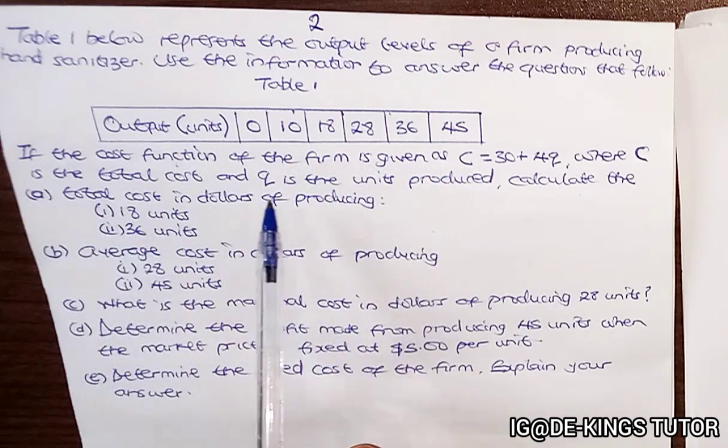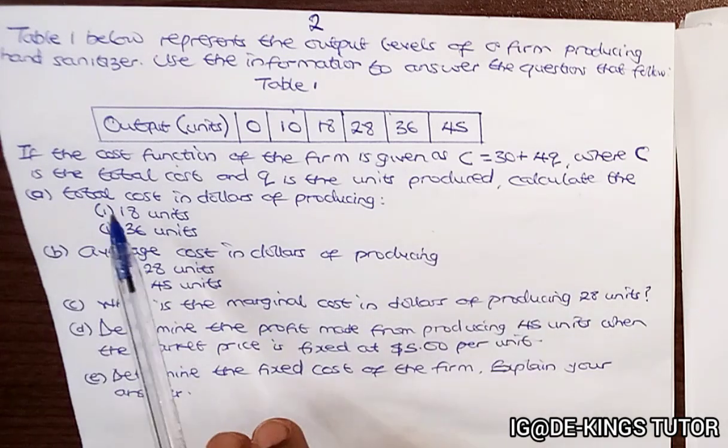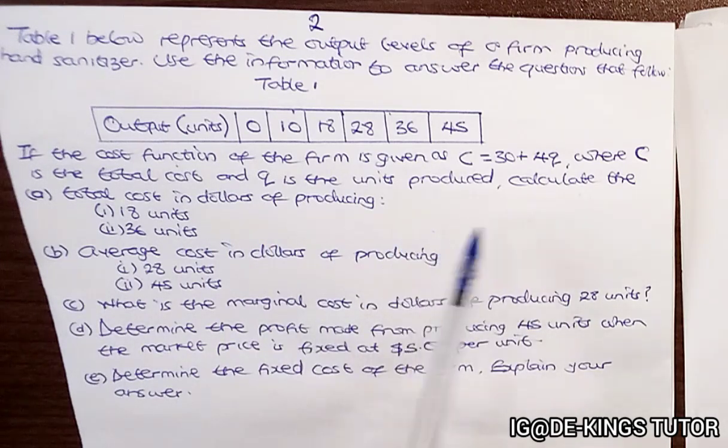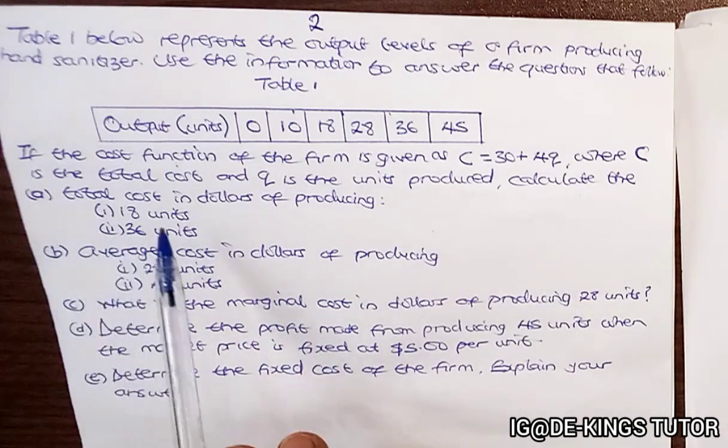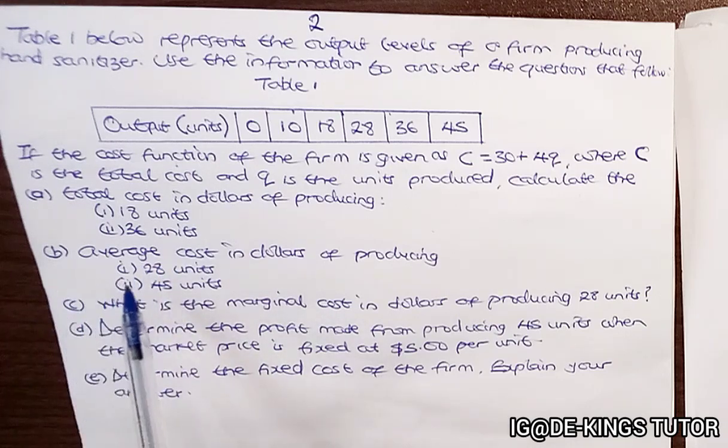So if the cost function of the firm is given as C equals 30 plus 4Q, where C is the total cost and Q is the unit produced, calculate A, the total cost in dollars of producing Roman figure 1, 18 units, Roman figure 2, 36 units. B, average cost in dollars of producing Roman figure 1, 28 units, Roman figure 2, 45 units. C, what is the marginal cost in dollars of producing 28 units?